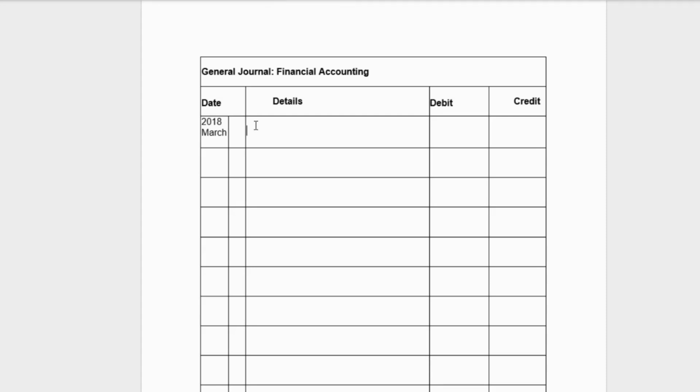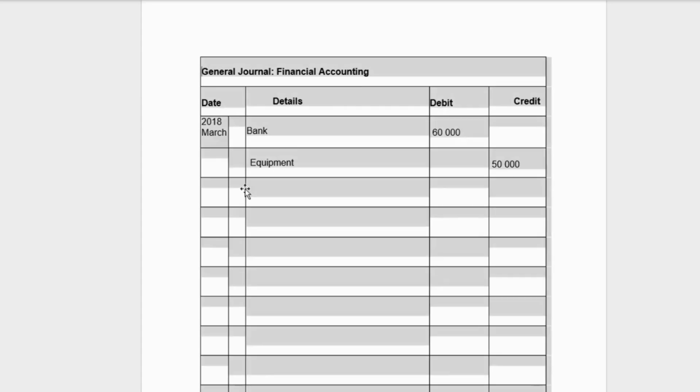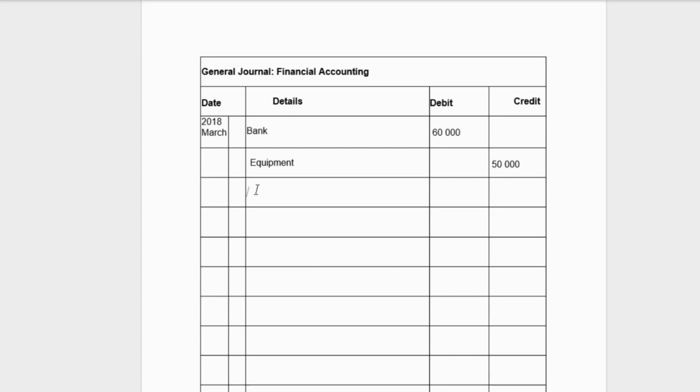So it means we have to come into our general journal. We debit our bank worth 60,000, right? And then we also are going to debit our equipment worth 50,000, and then we are going to credit our capital.